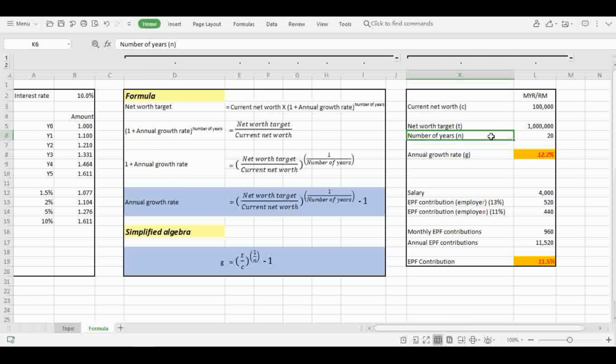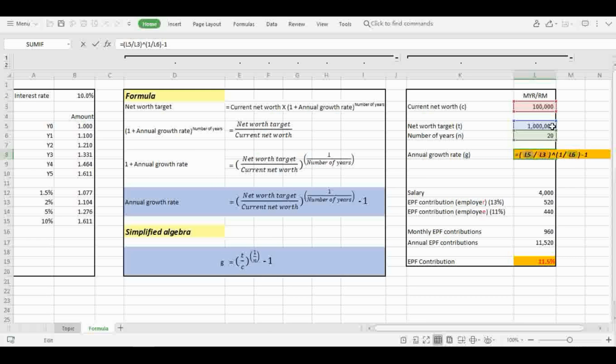And the number of years that you want to achieve this 1 million is in another 20 years. So I have already put in the abbreviation C, T, N, and G over here. So basically this formula is the same as the one that has been captured over here.